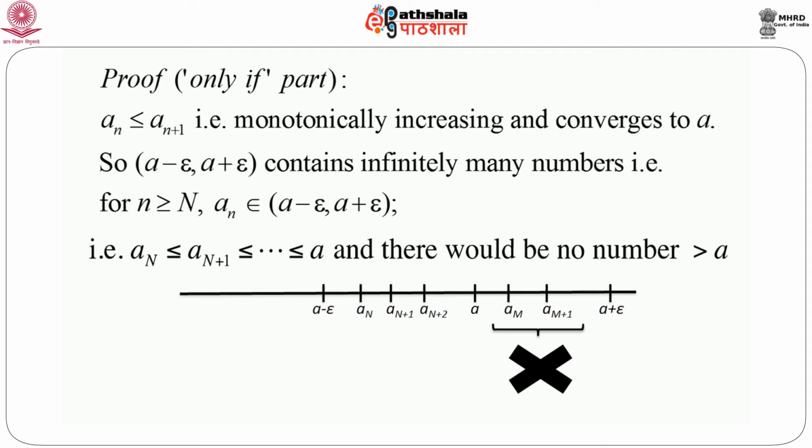Why? If there is such a number a_n which is greater than a, then a_(n+1) is always greater than a_n. Then we can find infinitely many numbers that are greater than a. And since epsilon is arbitrary, it can again exceed a plus epsilon. So, if it exceeds a plus epsilon, then a cannot be the limit of the sequence a_n. That means we cannot say that a_n converges to a. So, there might be a kind of contradiction.